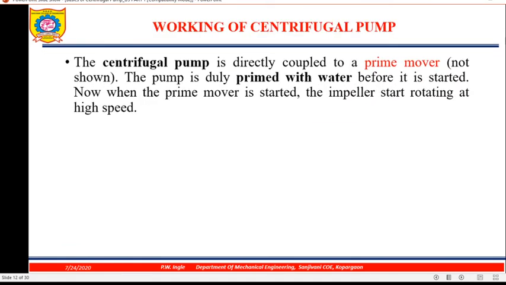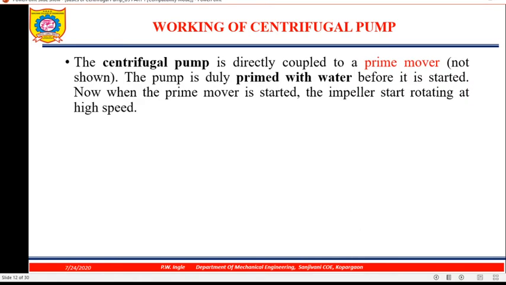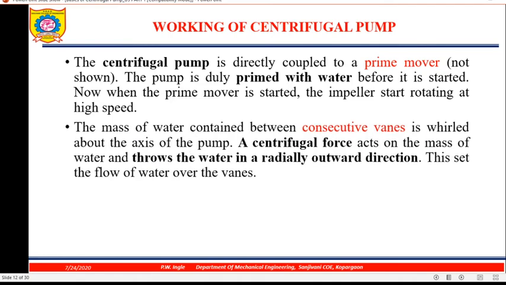Now we'll see the working of centrifugal pump. We have seen the components of centrifugal pump. Now we will discuss working of centrifugal pump. Centrifugal pump is directly coupled to a prime mover. The pump is primed with water before it is started, and when the prime mover is started, impeller starts rotating at high speed. The mass of water contained between the consecutive vanes is whirled about the axis of pump. And since water will be flowing in outward direction, centrifugal force acts on the mass of water.